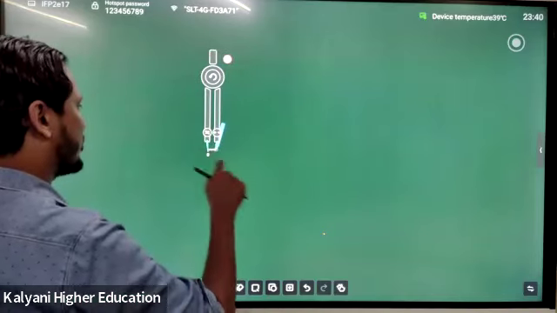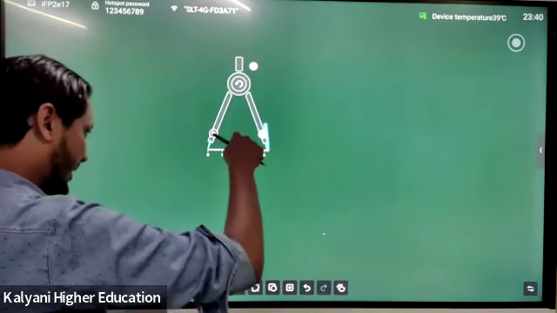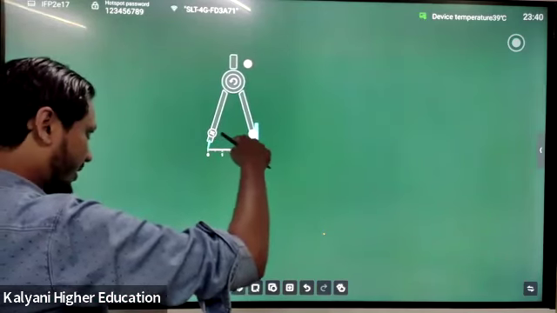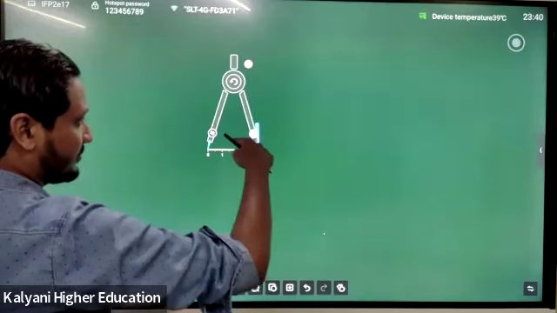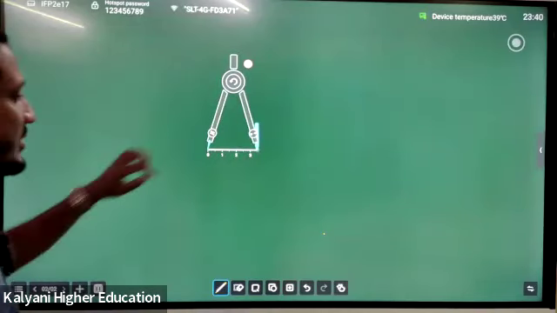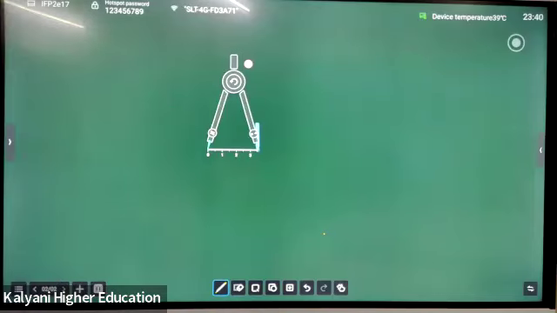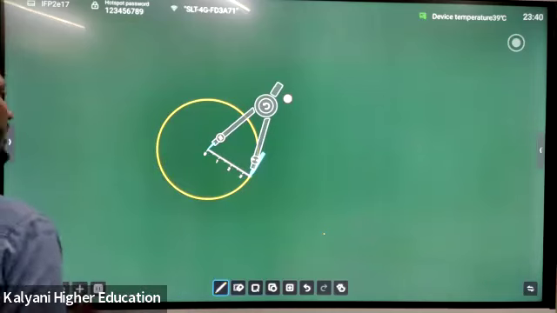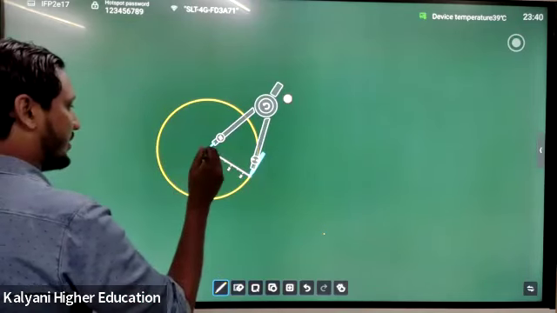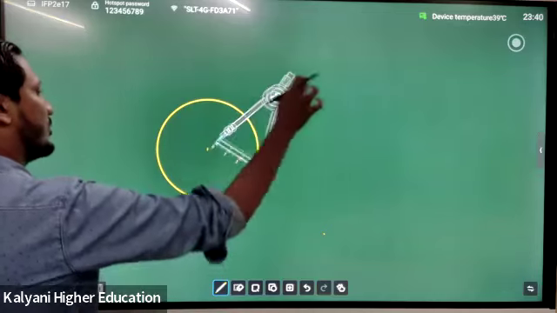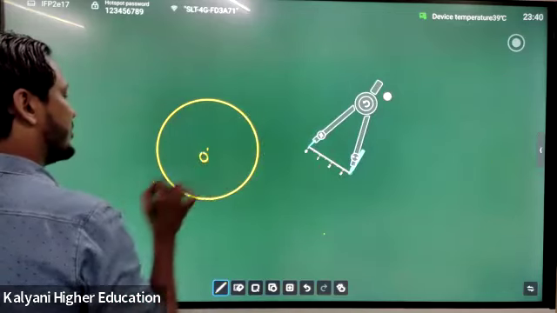You have to use the ruler. 3.5 means here. Correct, that's 3.5. Okay. What to do? Draw the circle. And this point, which point do we call it? Center O. We call that point center O.